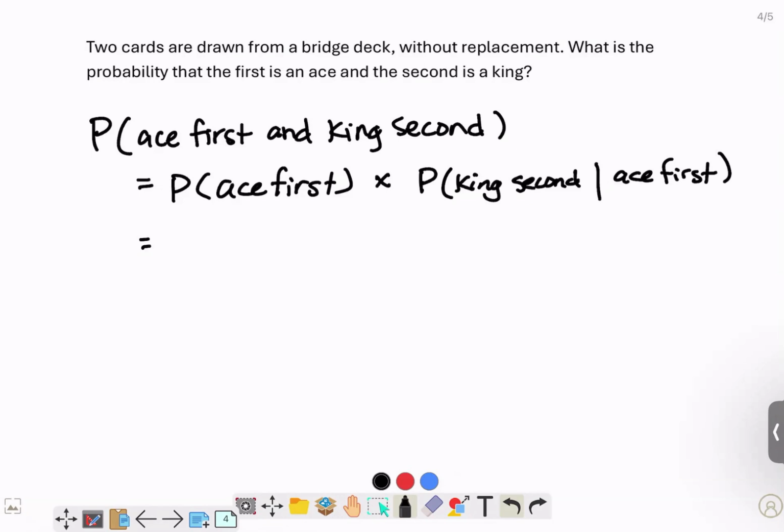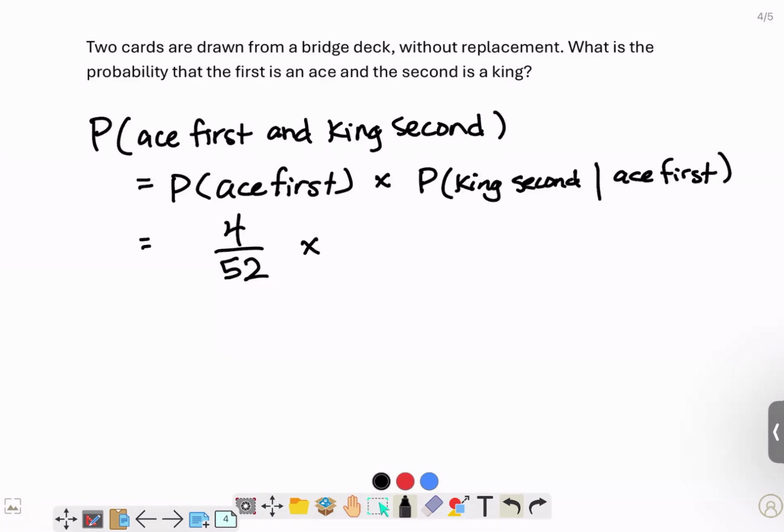Okay, so the probability of choosing ace first, and in this deck of cards, there are 52 cards in the deck, and we're choosing one card. What's the probability that it's an ace? So in the deck of cards, there's an ace of each suit. So there are 4 aces in this deck with 52 cards. So the probability of choosing an ace is 4 out of 52.